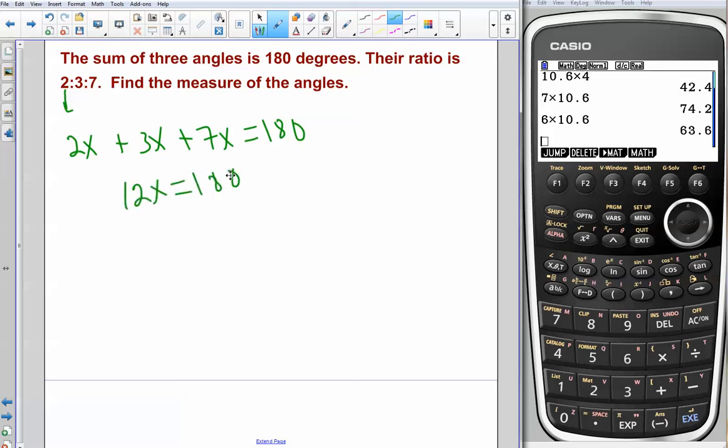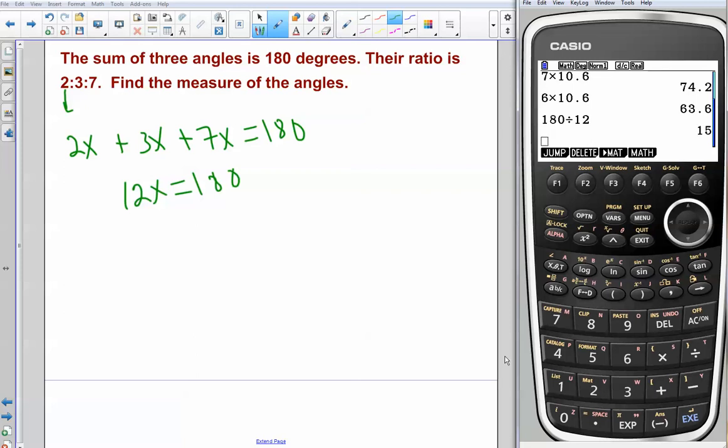That looks like it will go in 15 times. And like I'll show you on the calculator, 180 divided by 12. Boom.